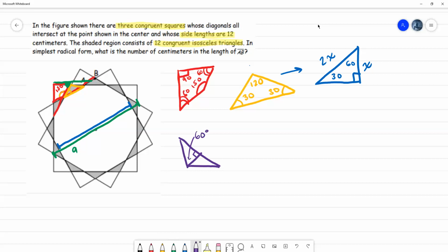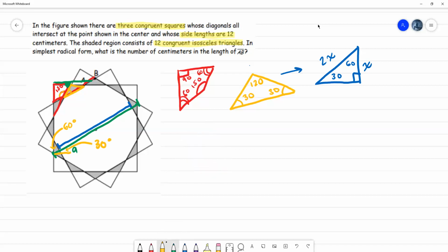Now, because we know it's 60 degrees, so let me write that down over here. 60 degrees. 60 degrees complement. So if I were to put a line right here, this angle inside would be 30 degrees. And the reason I'm telling you this is because of the following.